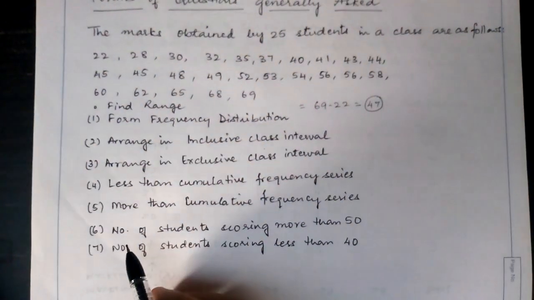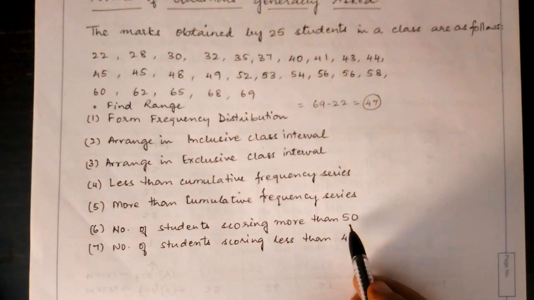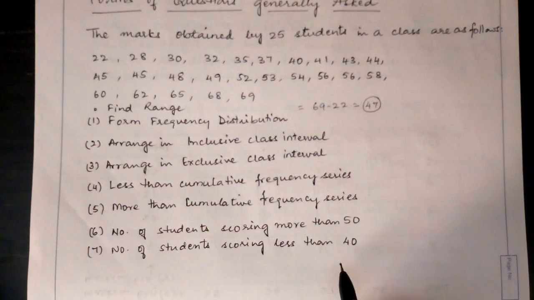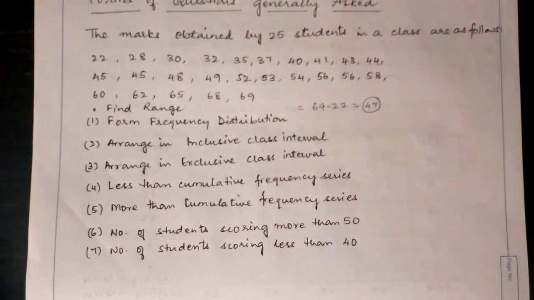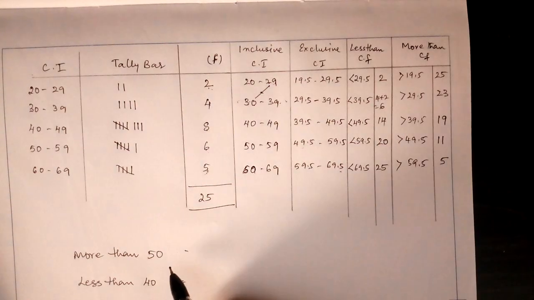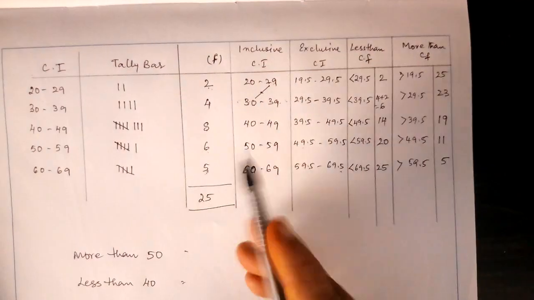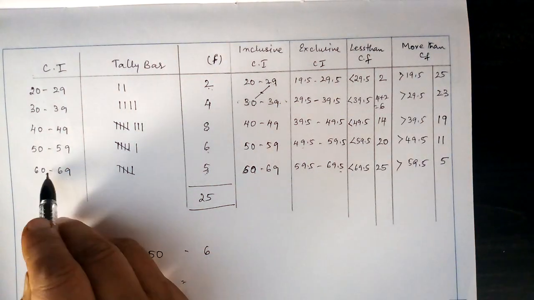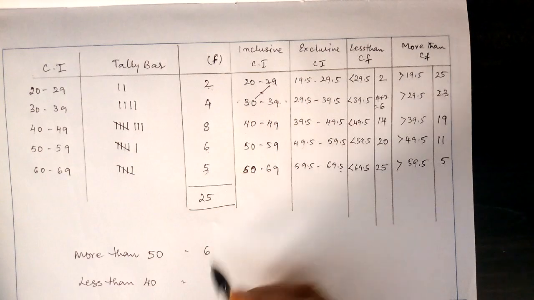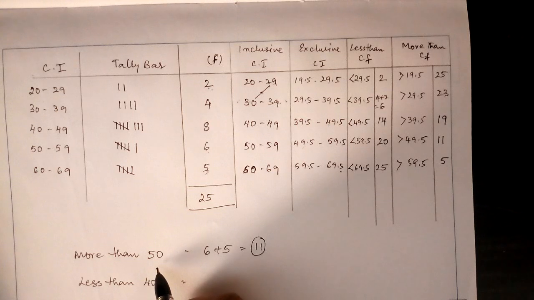However, the question also demands two more things. What is the number of students scoring more than 50 and what is the number of students scoring less than 40? So more than 50 and less than 40. Let us now see how many of them score more than 50. More than 50 is in this class interval, 6 plus 5. So there are 6 in the class interval 50 to 59 and there are 5 in the class interval 60 to 69. So plus 5 equal to 11 students score more than 50.